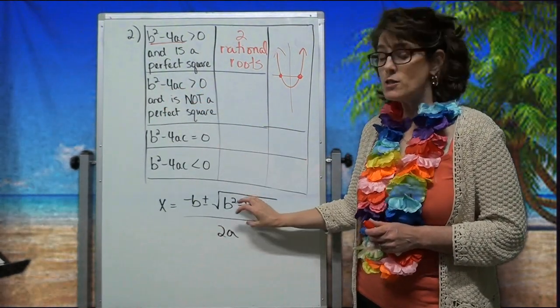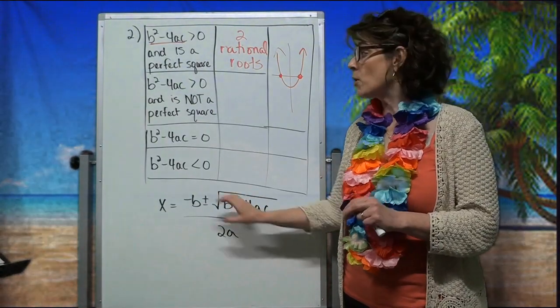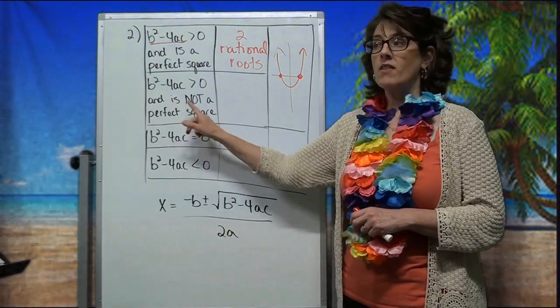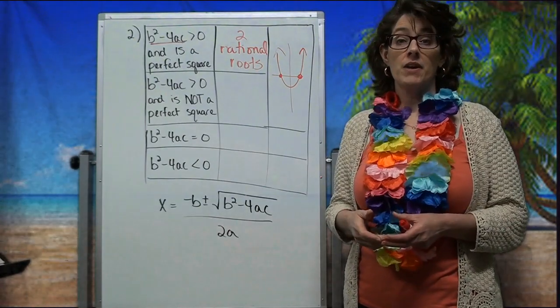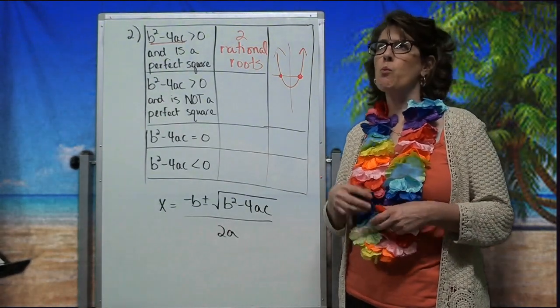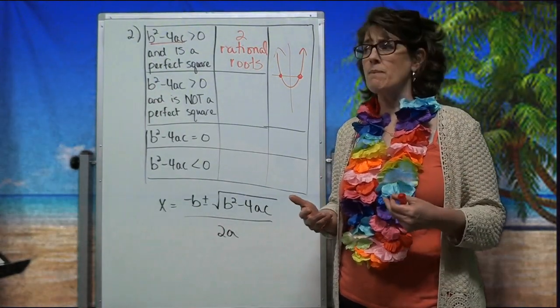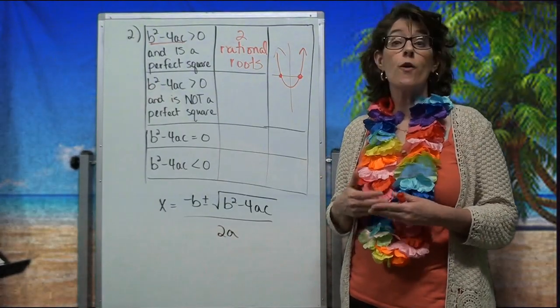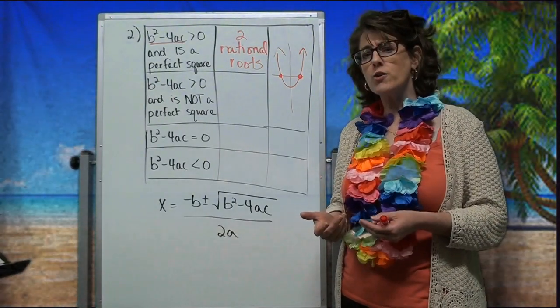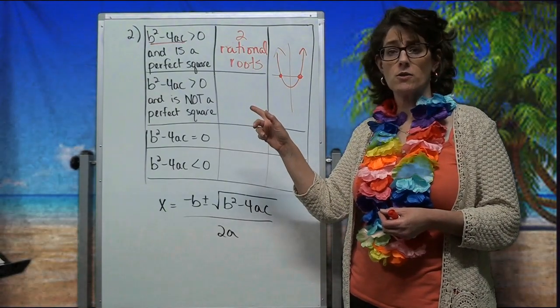So what goes underneath this radical is still going to be a positive number, but it's not a perfect square. Like, say, for instance, a 7. I don't know what the square root of 7 is. It's some wild and crazy decimal. Same thing for an 11 or a 13 or 41. All of those are not perfect squares.